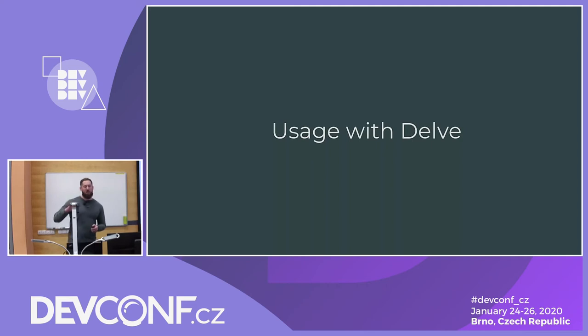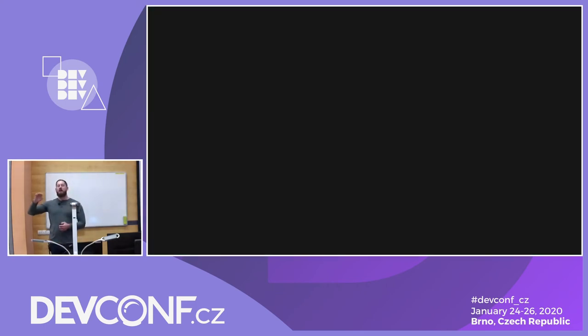So Delve can talk to different backends, and RR happens to be one of them. And so what happens is you get the power of RR and being able to record and replay a program, coupled with Delve running on top of it. So you get all of Delve's knowledge of Go internals, Go execution model, knowledge of types and things like that on top of this record replay system. So it ends up being really powerful for Go.